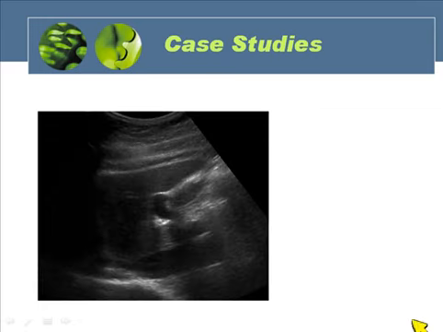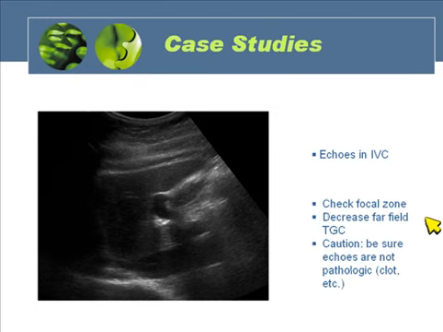Let's look at this image and see what we think. I agree. There are echoes in the inferior vena cava, and there shouldn't be echoes in a normal blood vessel. When looking at a still image such as this, we're not able to tell if those echoes represent pathology, such as clot, or that our gain is too high.